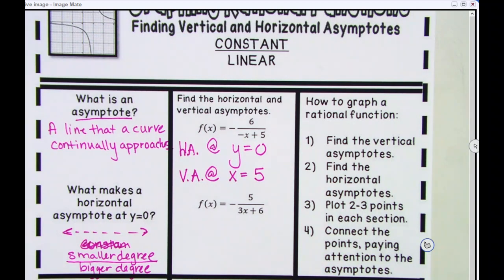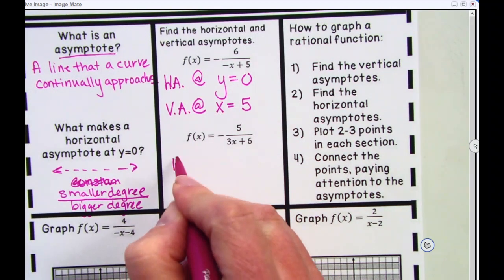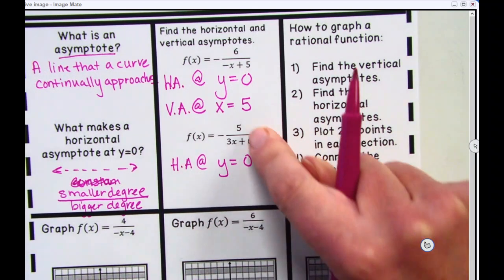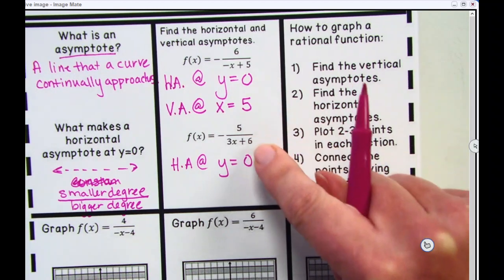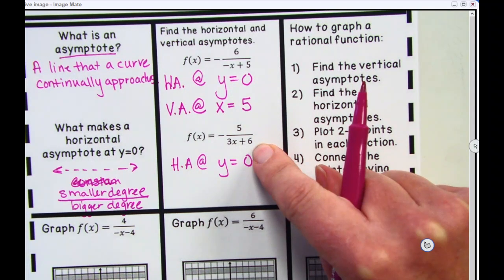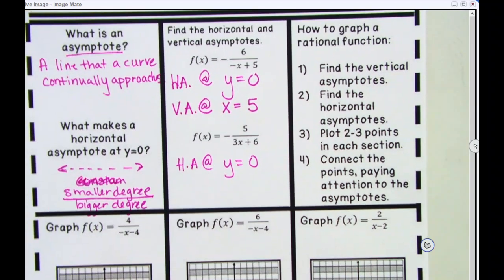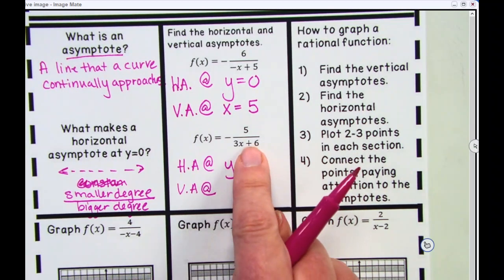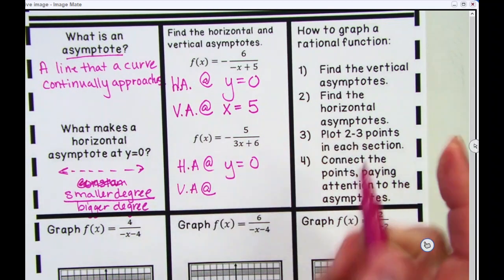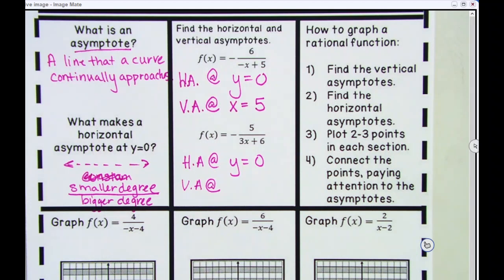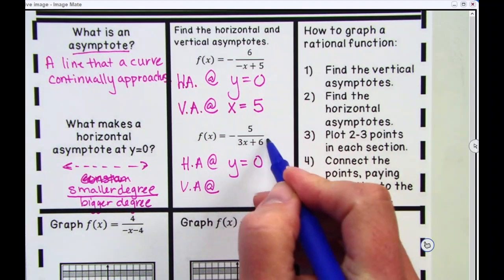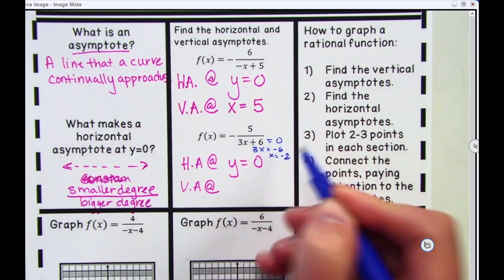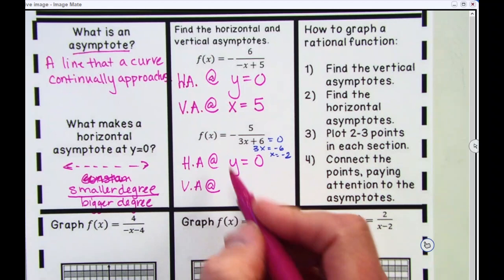For the function below it, I have a horizontal asymptote at y equals 0. Tell me why. Smaller degree on top than I have on the bottom, right? And then my vertical asymptote: where does my denominator equal 0? If you don't like to do that in your head, remember all we're doing is setting that equal to 0, moving the x and then dividing. So vertical asymptote at x equals -2.